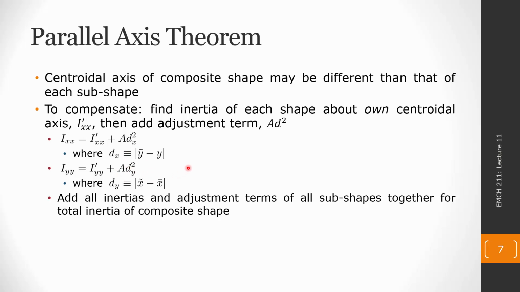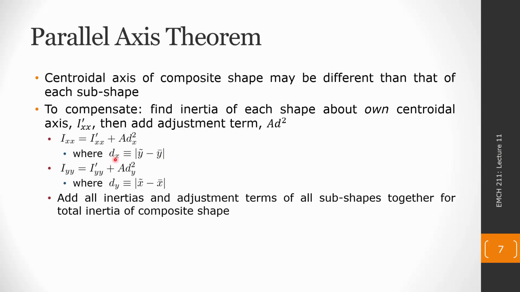So this compensates that we are trying to find its resistance to bending about a parallel axis to the one that passes through our subshape's centroid. Now, how do we do this calculation? This dx I am going to define as the distance between the y-axis passing through the subshape's centroid and the y-axis passing through the composite shape's centroid. So if we look here, it's the difference between y tilde, which we used to find the centroid, and y bar, the location of the centroid for the composite shape.